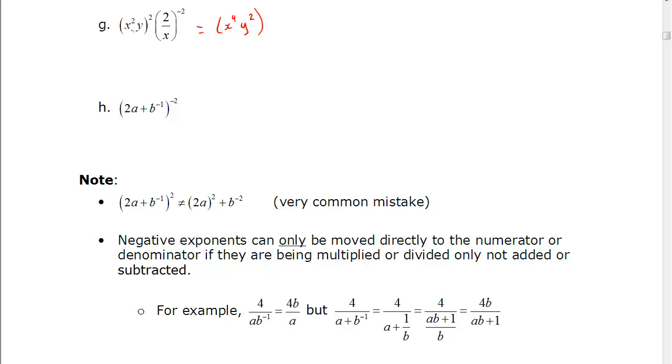Again, x squared and y are multiplied. That's why we can multiply the exponents by 2. And then because these are divided, we can do the same. So we're going to get 2 to the minus 2 over x to the minus 2.